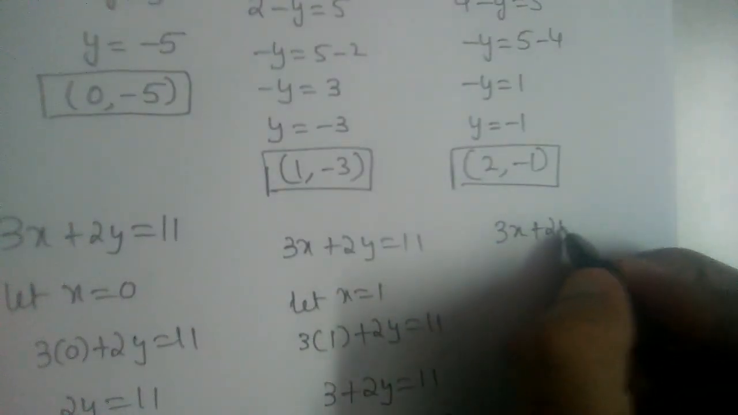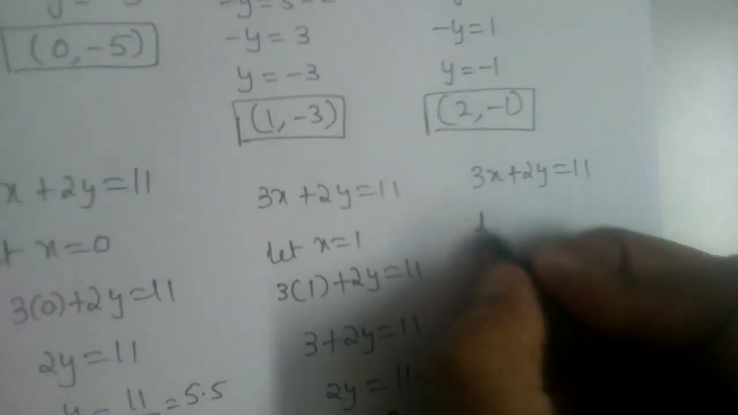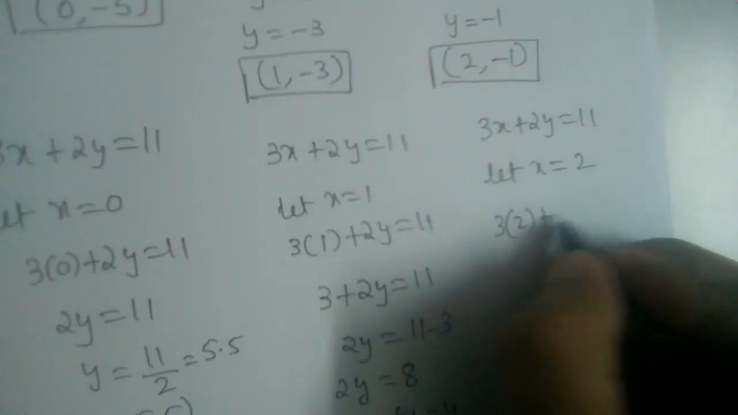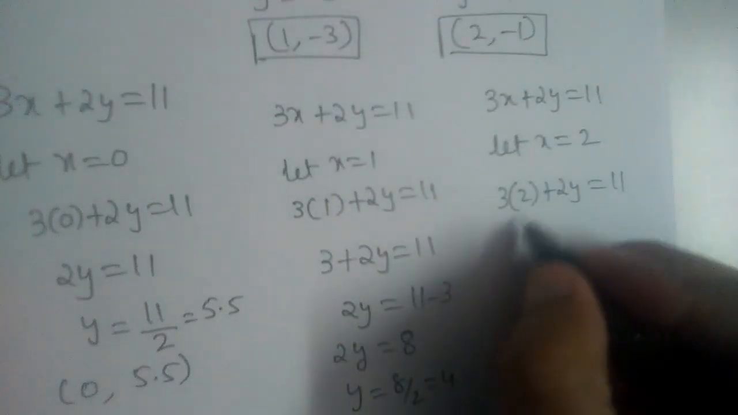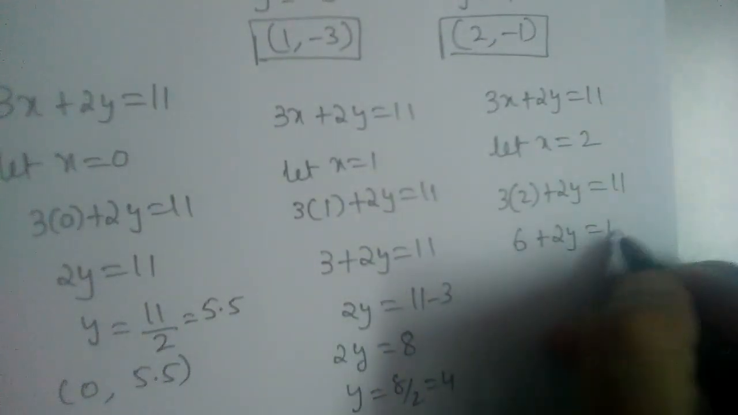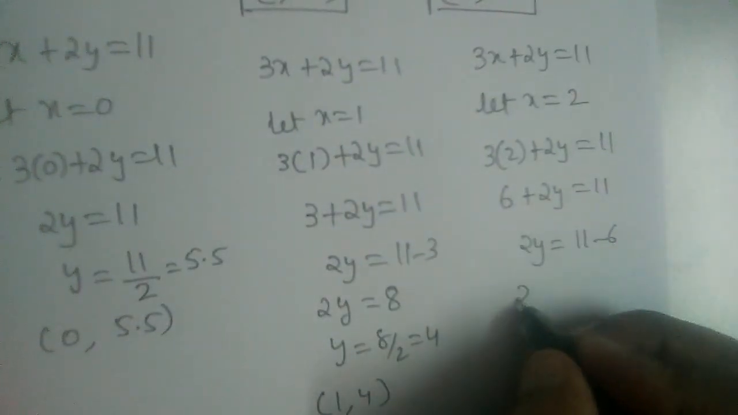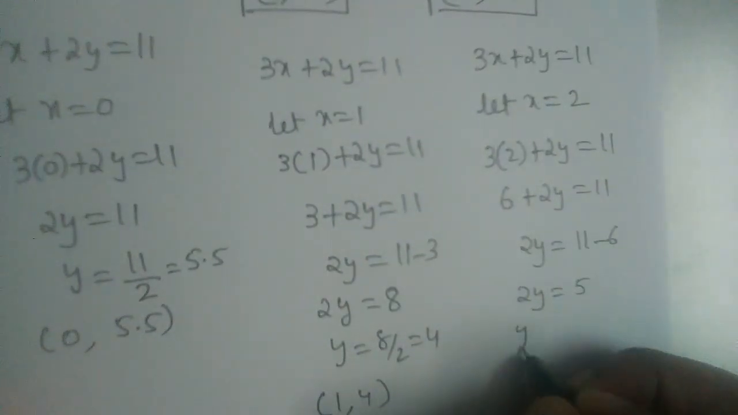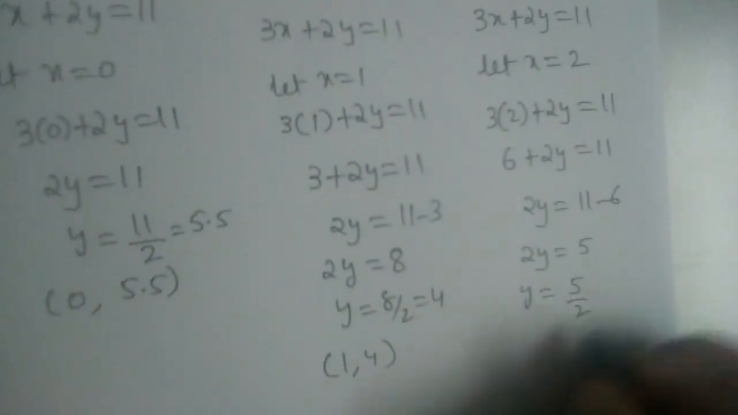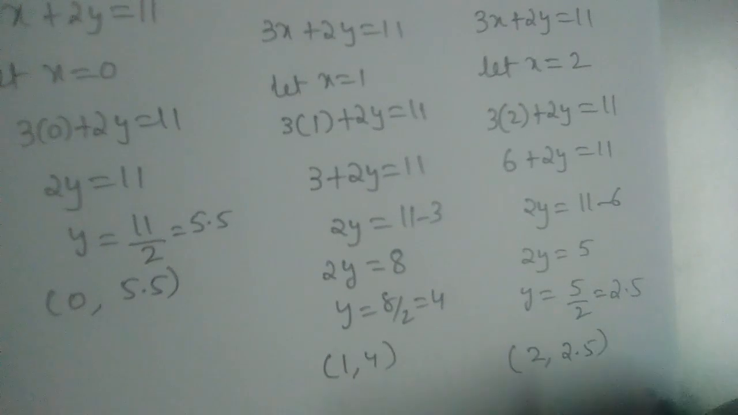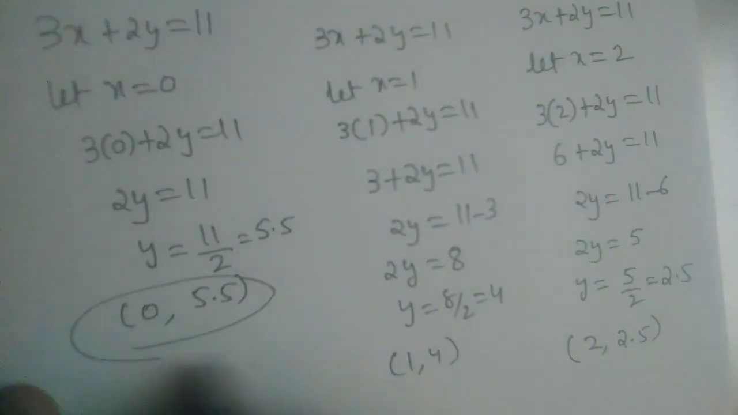So let us write the equation again and let us find the third point. Let us substitute x is equal to 2. So this is 3 into 2 plus 2y is equal to 11. 3 twos is 6 plus 2y is equal to 11. So this is 2y is equal to 11 minus 6. 2y is equal to 5. Y is equal to 5 divided by 2, 2.5. So 2 comma 2.5. So we got 3 points, right?